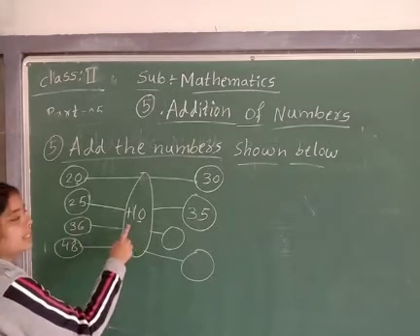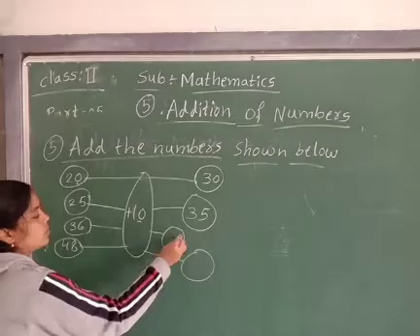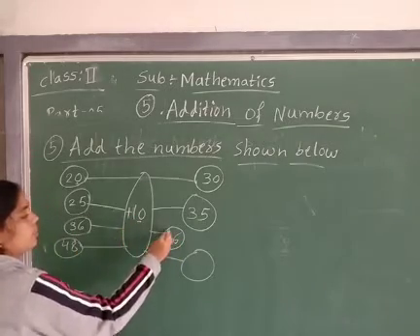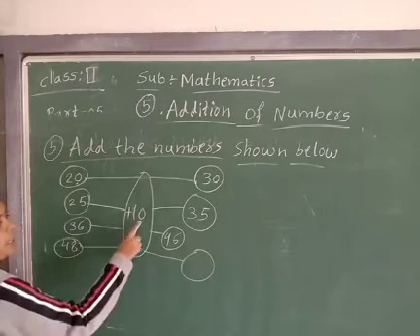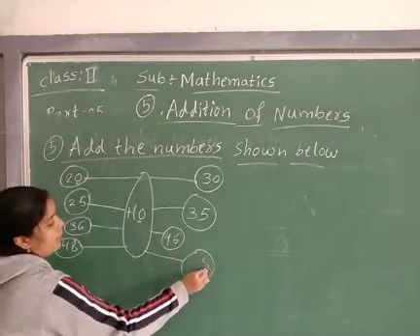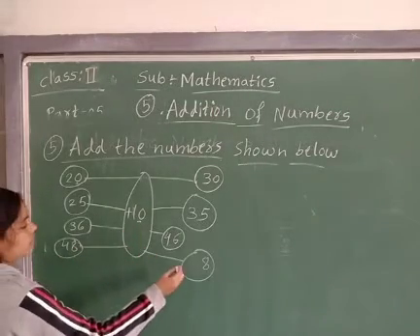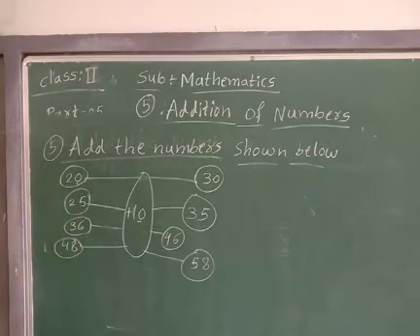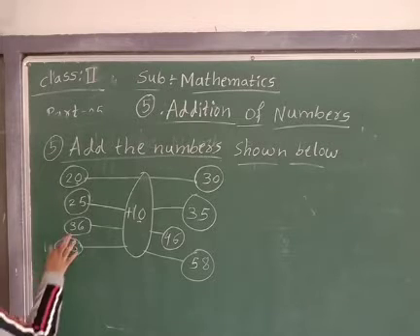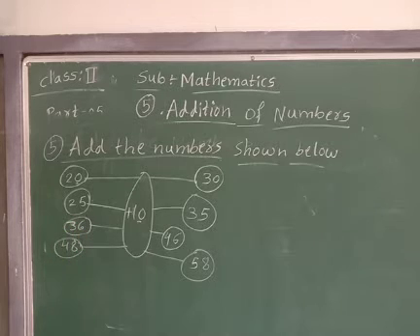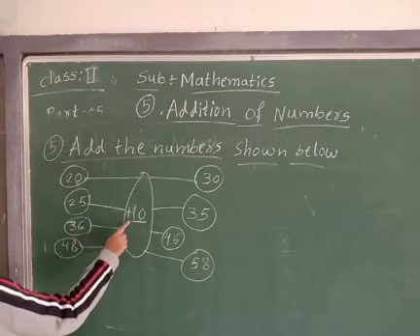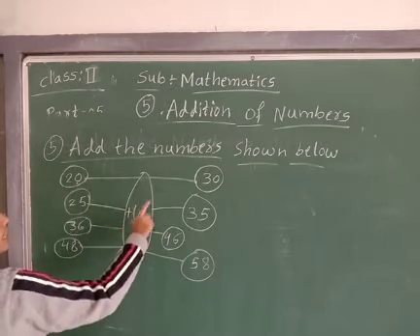36 plus 10. 6 plus 0, 6. 3 plus 1, 4. 46. Here, 8 plus 0, 8. 4 plus 1, 5. 58. 48 plus 10 equals 58. This one, 36, children. 36 plus 10 equals 46. 25 plus 10 equals 35. 20 plus 10 equals 30.